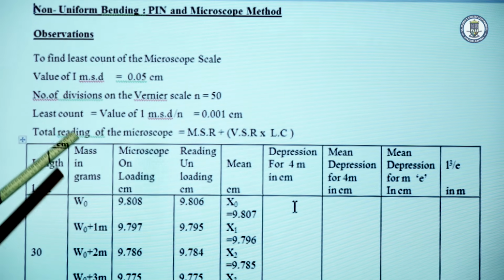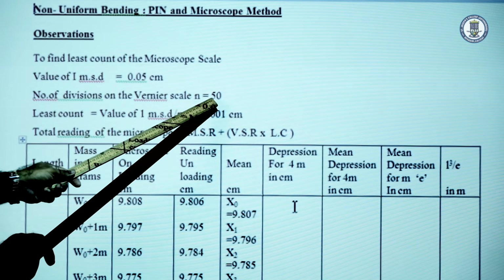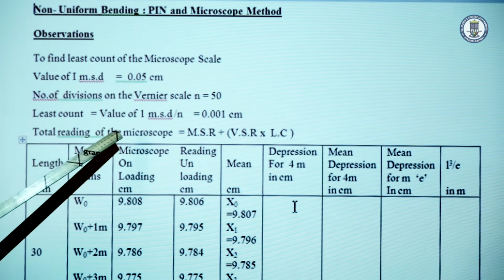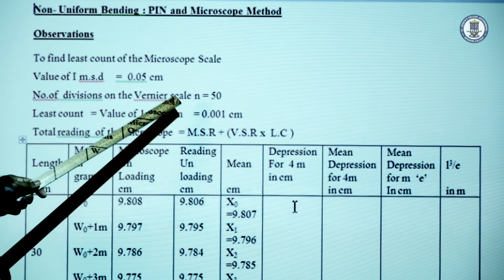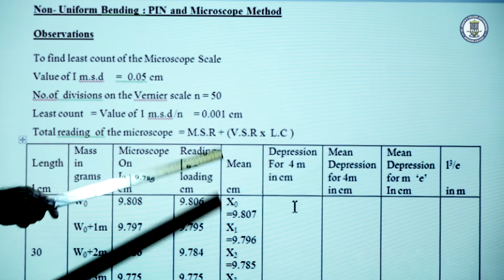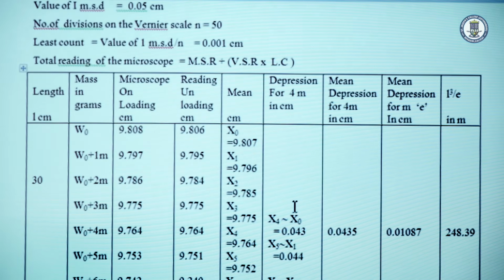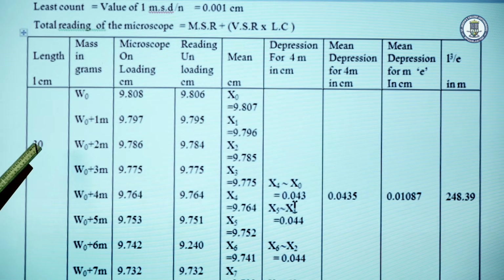Now, on the microscope, the number of divisions on the vernier scale is 50. So, the least count is the value of one main scale division divided by n. That is 0.05 divided by 50, that is 0.001 centimeter. So, the total reading of the microscope is always MSR plus VSR into LC. Then initially we are taking a length of 30 centimeter as L.